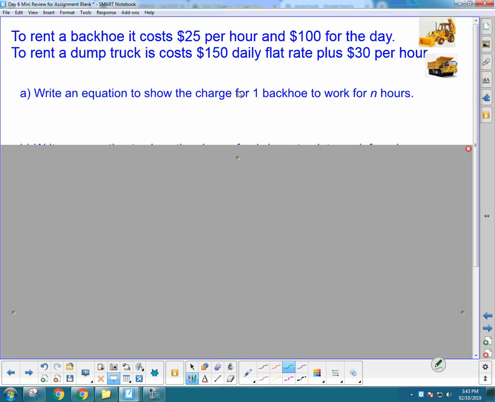So here's how I'm going to calculate this. I'm going to have a big B for the backhoe and say if it's $25 per hour, that 25 has to get multiplied by the number of hours, N. But it's not just $25 per hour, it's $25 per hour plus a $100 flat rate. So only the N changes the number of hours that you pay, but the $100 doesn't matter how long you have the backhoe.